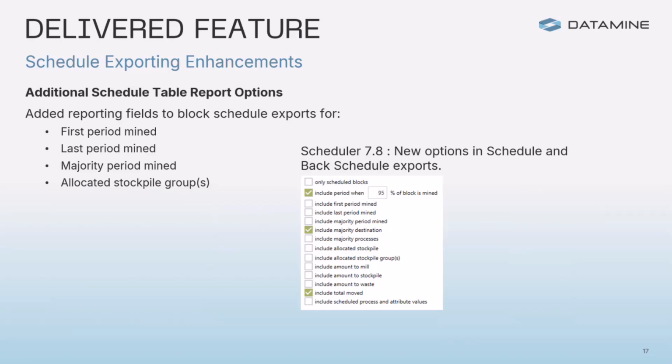We've also added in a few extra fields for those people that like them. We've added first period mined, last period mined, majority period mined, and the allocated stockpile groups. So you can get that in your schedule exports so that you can see a little bit more detail about what's happening down at the individual block layer. Quite handy if you want to throw that at some cool pivot charts and stuff later.